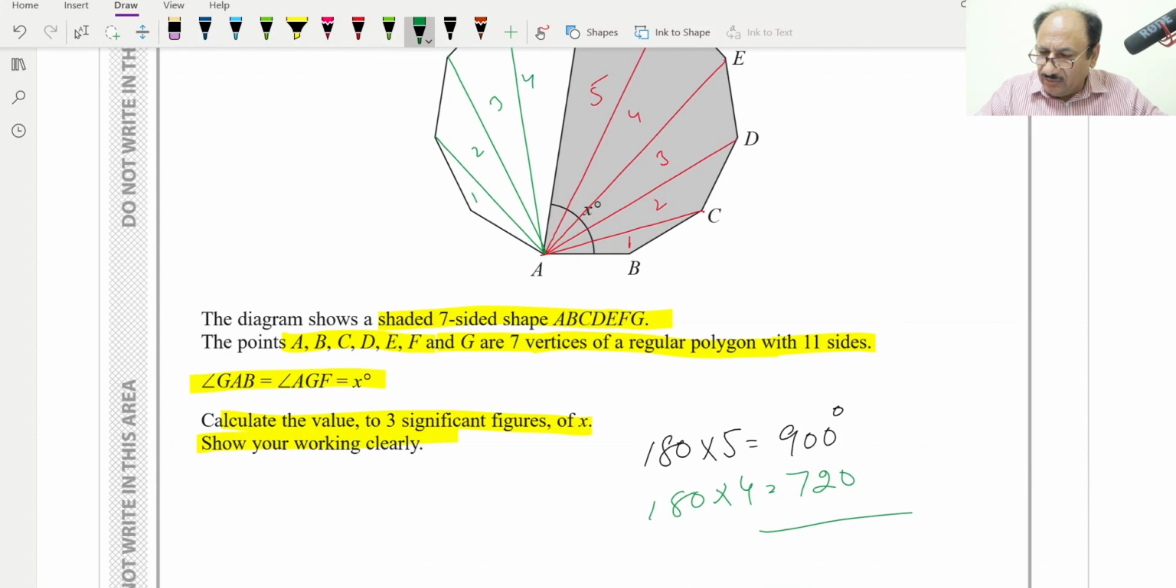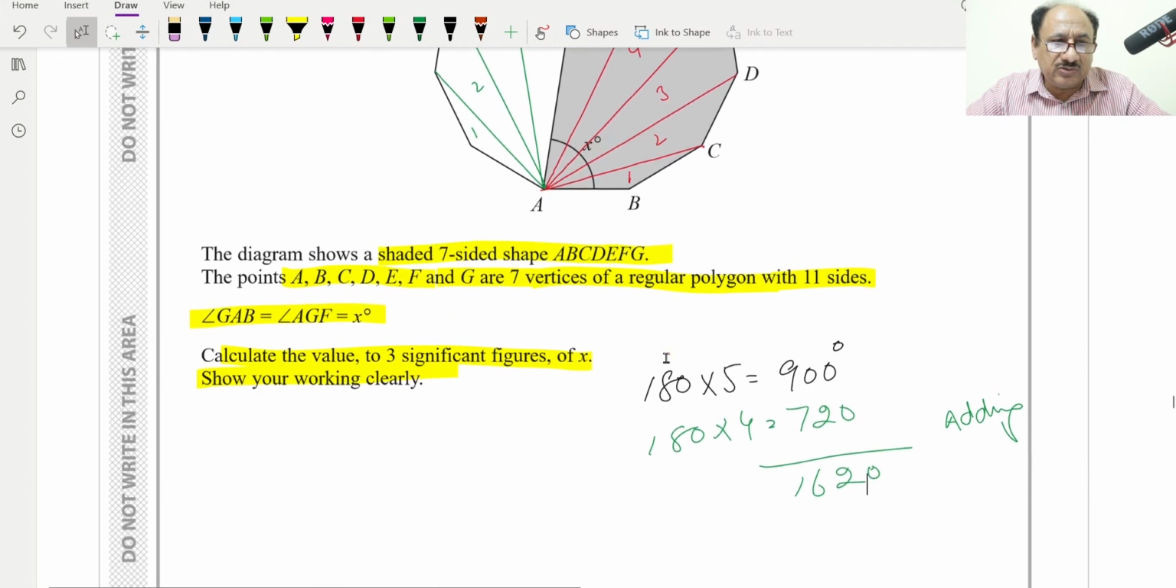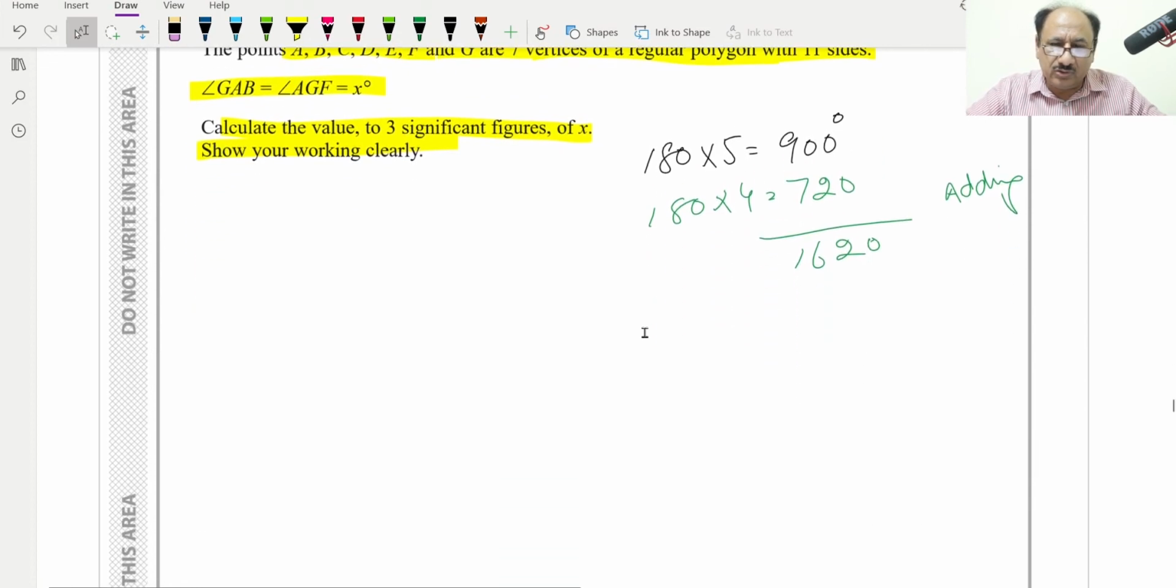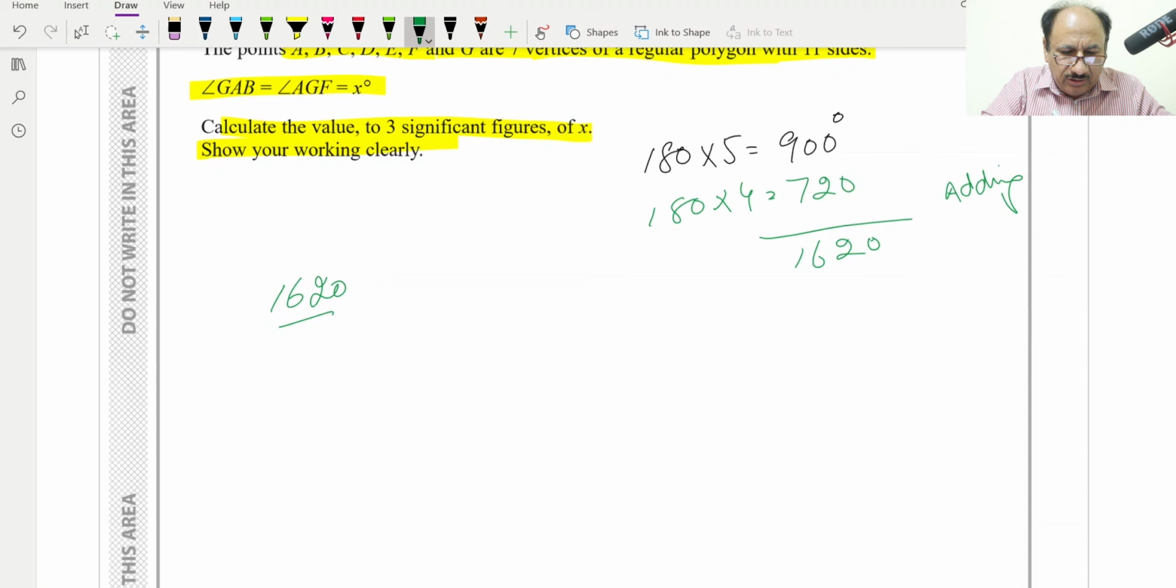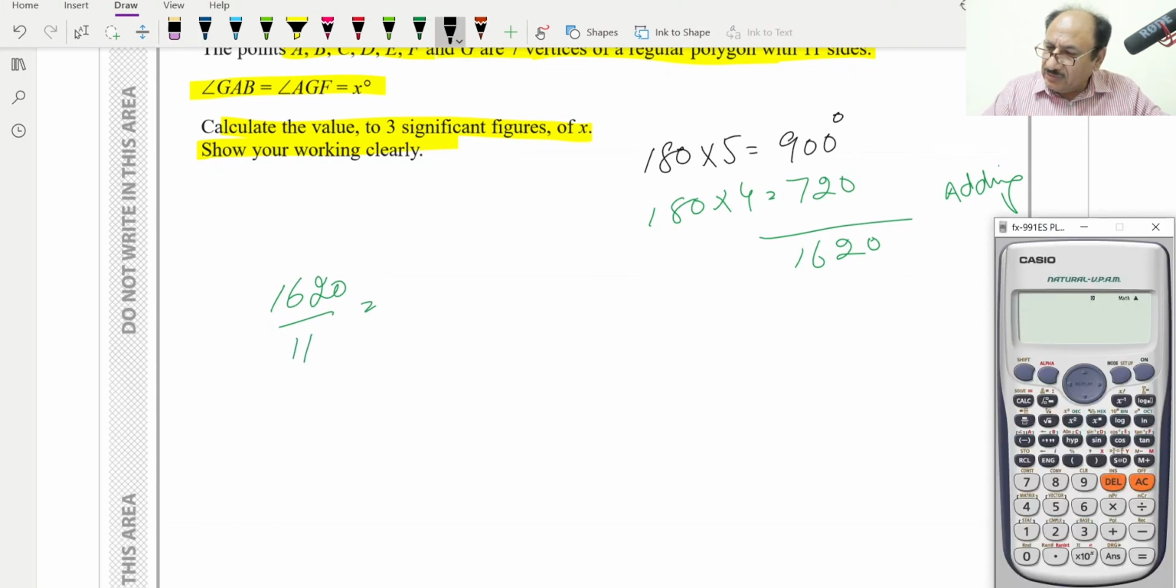And if we add together, so we'll write adding, and this will be 1620 degrees. So total angle is 1620 degrees, which will be divided into 11, so we can write it as 1620 divided by 11 is equal to what? This will be 1620 divided by 11 is equal to 147.